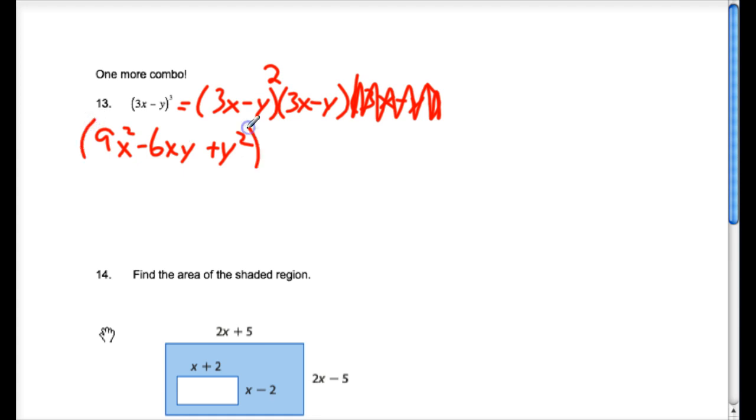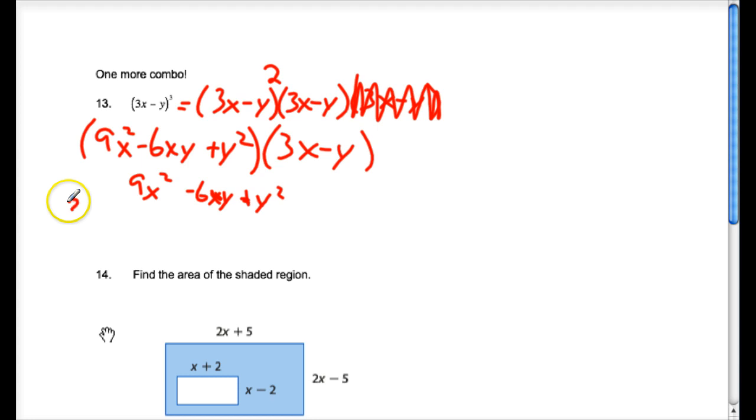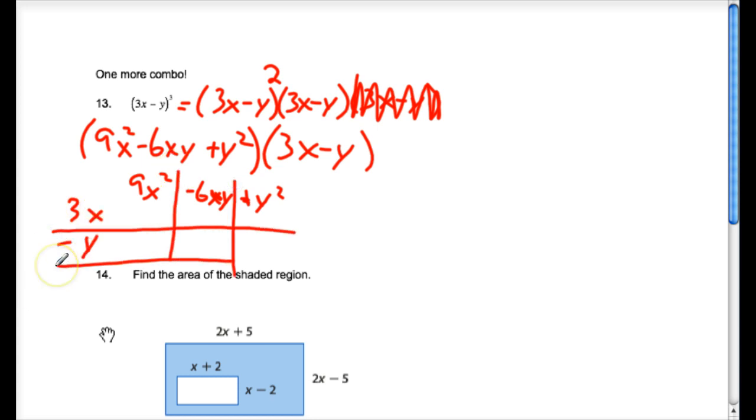You're not an idiot. And then we're going to multiply it by the third and final 3x minus y. How are we going to multiply those two together? Or box, right. Distribute it. Now you got to distribute or box. 9x squared minus 6xy plus y squared times 3x minus y. Box it.